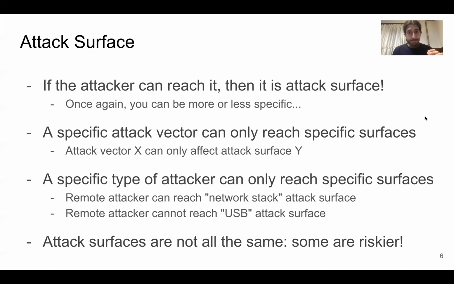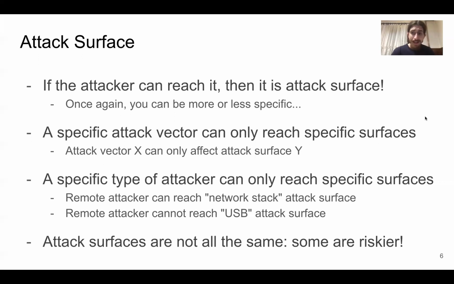And again, if the attacker can reach it, so somehow, depending on the type of attacker that you have in mind, then this may characterize the attack surface, okay? And another way of saying it is that a specific attack vector can only reach specific attack surfaces. Again, attack vector X can only affect attack surface Y. A concrete example of this sentence could be, the attack vector of sending you an email can only affect the attack surface of, for example, the client you use to receive the emails, okay?